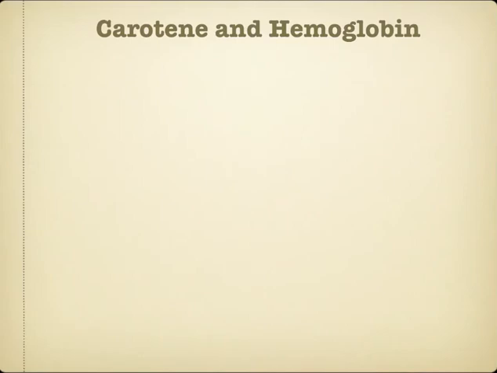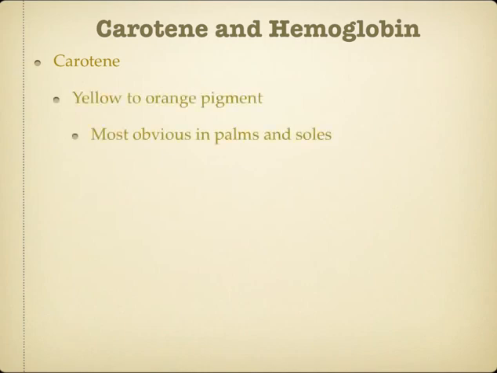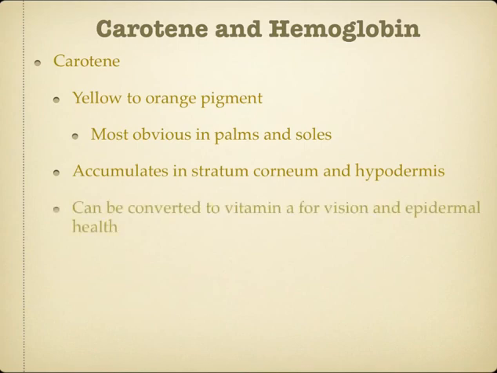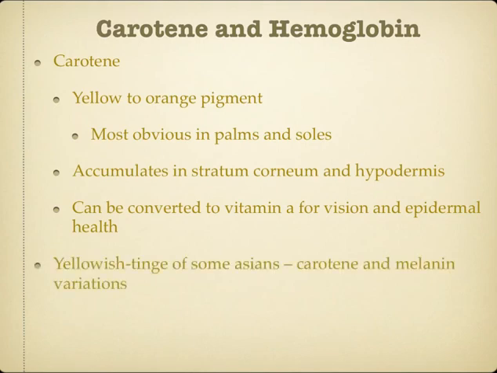Keratin and hemoglobin are the other two molecules I mentioned. Keratin actually is a yellow to orange pigment that is most obvious in the palms and the soles. It accumulates in the stratum corneum and the hypodermis, and it actually can be converted into vitamin A for vision, and it actually comes from yellow root vegetables. It also accounts for the yellowish tinge in some Asian individuals, and there are actually some melanin variations.